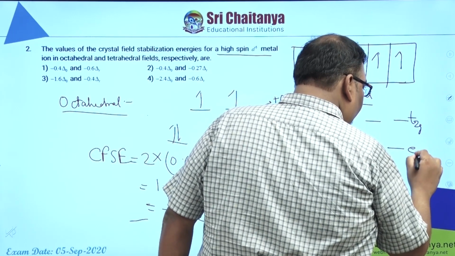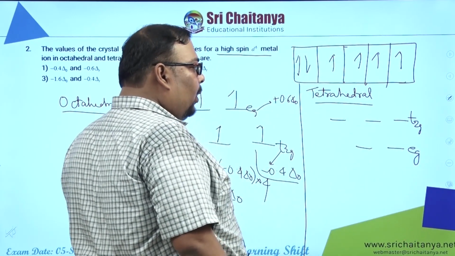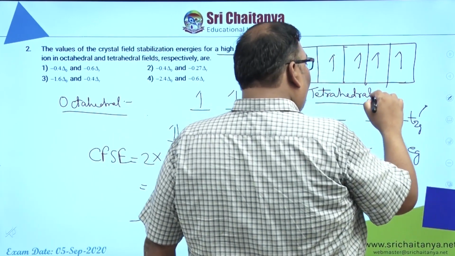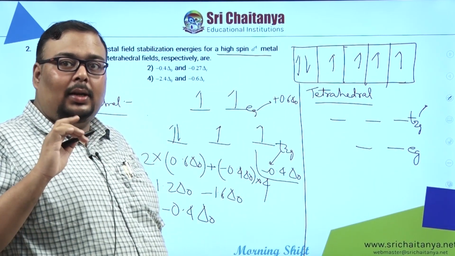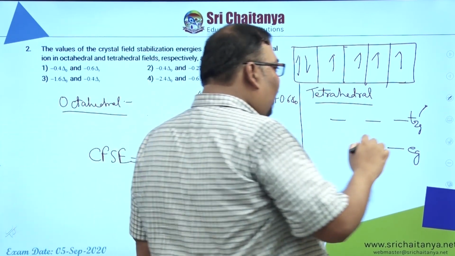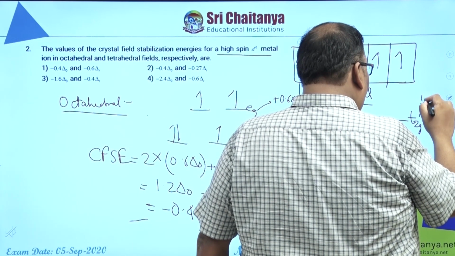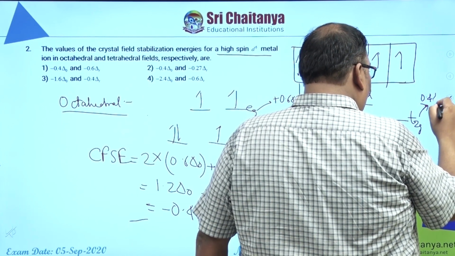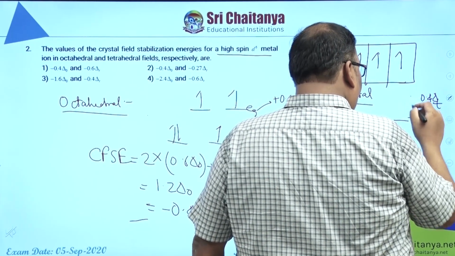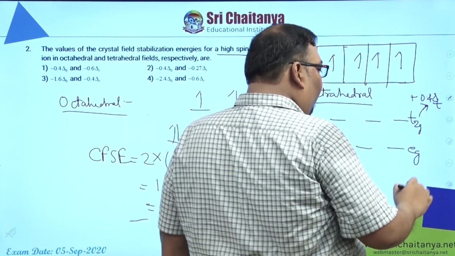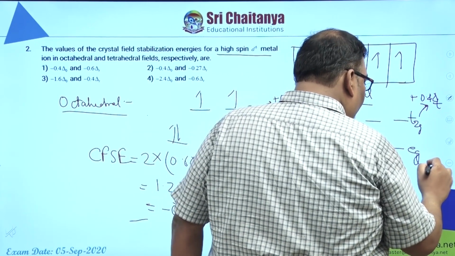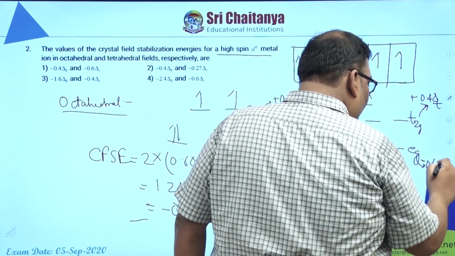And the Eg will be of lower energy. Now the energy of T2G orbital, in this case, the CFSE is given by delta T, delta tetrahedral. So for T2G, it will be plus 0.4 delta T, and for Eg, it will be minus 0.6 delta T.